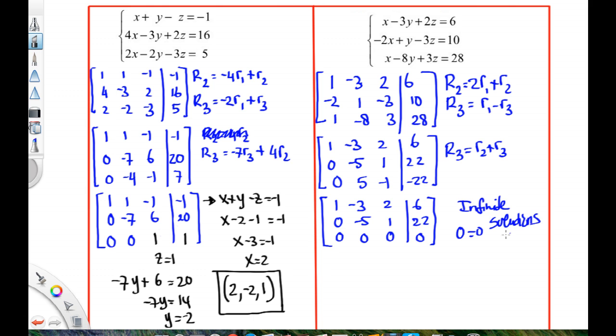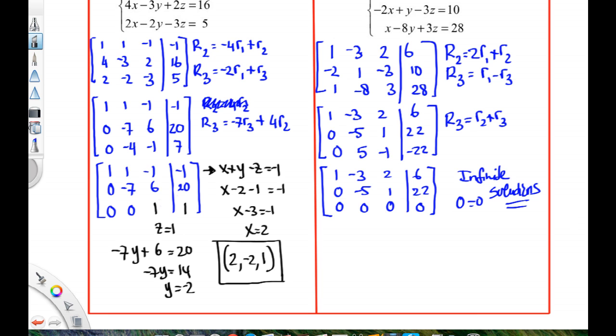Okay, when you have infinite solutions, it is customary to write it in a format that expresses your solutions in terms of a formula or in terms of an equation. What I mean with that is the following. So this one we're done with. So this means I have a negative 5y plus z equals 22. Okay? And the top one says I have x minus 3y plus 2z is equal to 6.